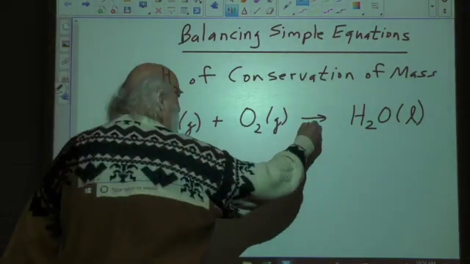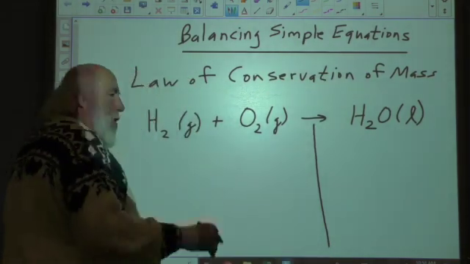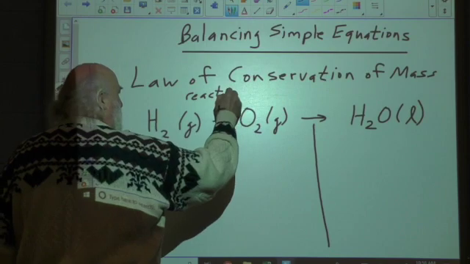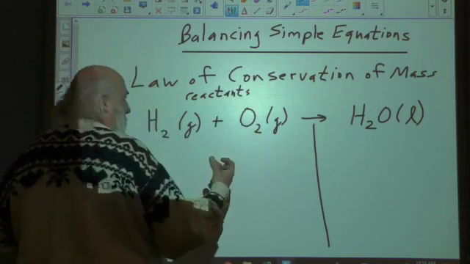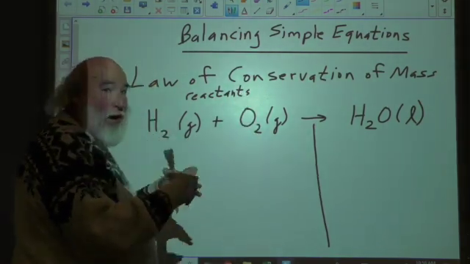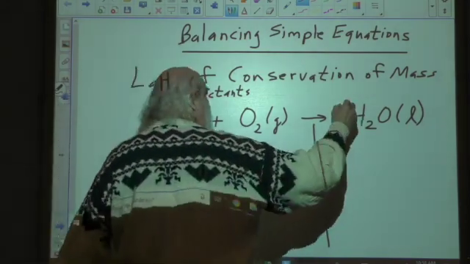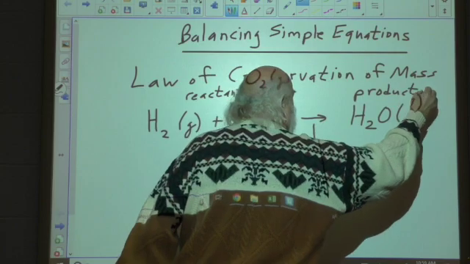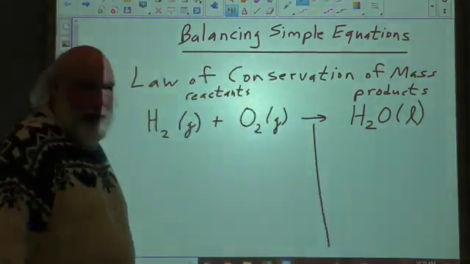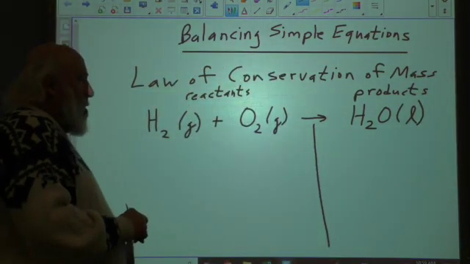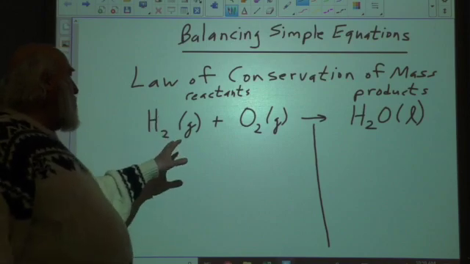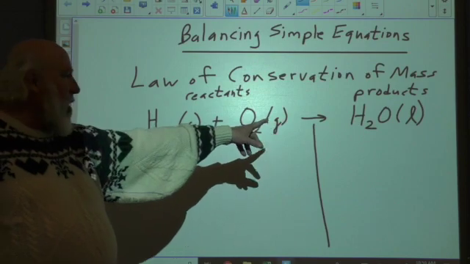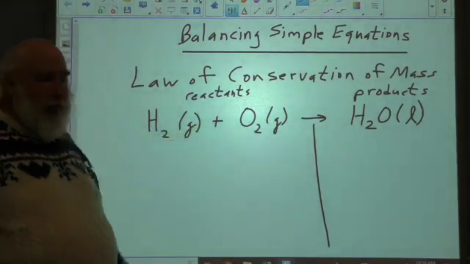So we're going to show this with a line separating the reactants, which is what we call the left side of this equation, because they are reacting together, and we're going to produce water. And so we call the right side of the equation the products. Now, the number of atoms of hydrogen on the reactants must equal the number of hydrogen atoms on the products.